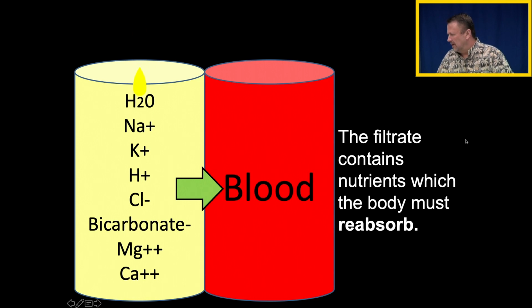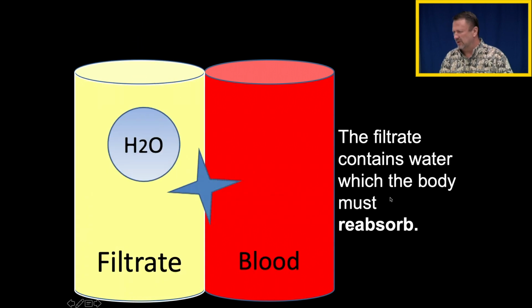And so again, the filtrate, this over here, contains all sorts of nutrients: water, sodium, potassium, a hydrogen ion, chloride, bicarbonate ion, magnesium, and calcium. All of these things have to be brought back into the blood. I'll tell you right now, I listed water first, but in order of what happens, water is actually last. Okay, so think about water being last. I put it top of the list because it's important. But as far as where in the tubule, think last. All right. And again, the filtrate has all these nutrients that we have to reabsorb back into the blood. And we'll do that with these little pumps.